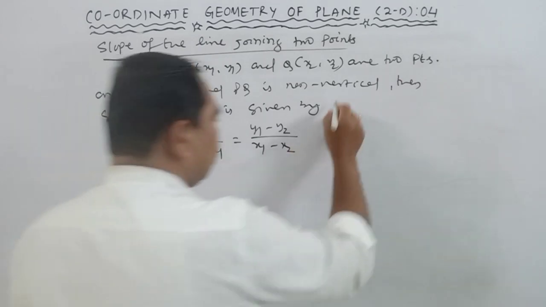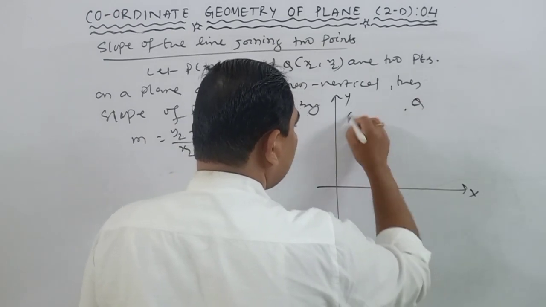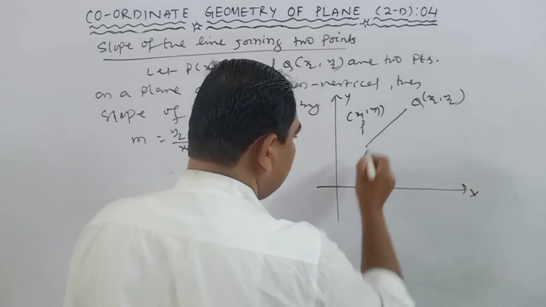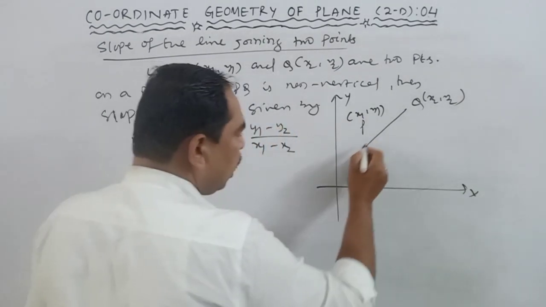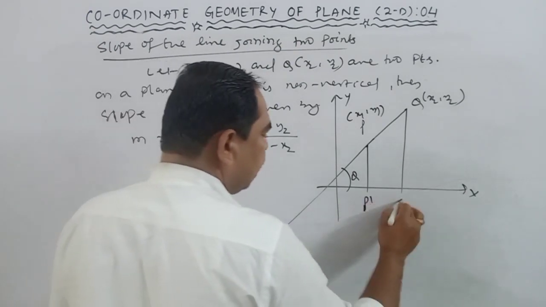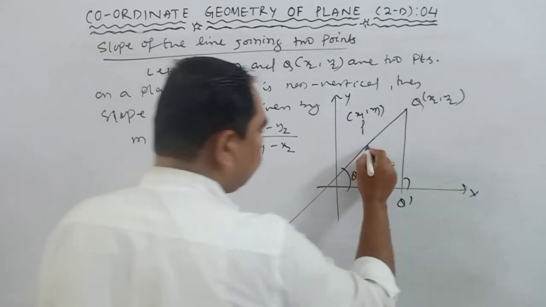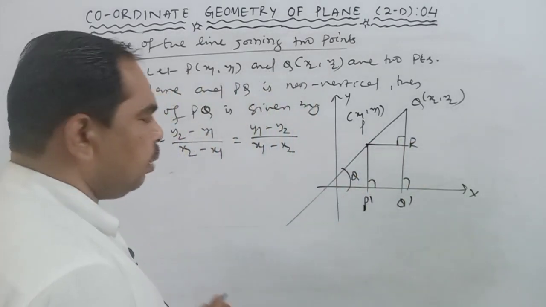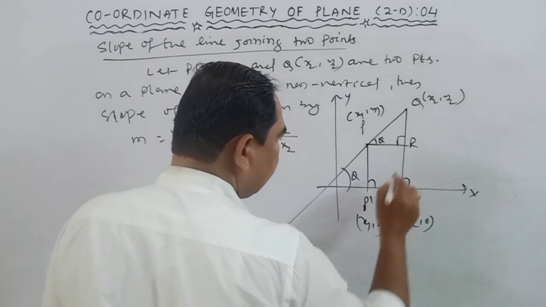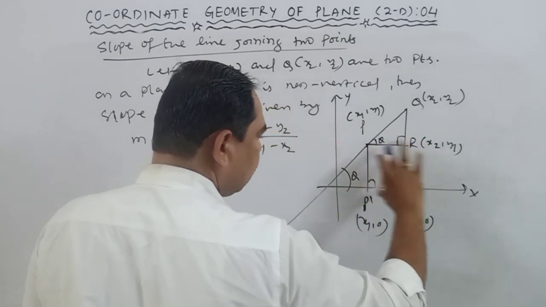This is the x axis, this one the y axis, this is a point P, this is a point Q, having coordinates x1, y1 and x2, y2. Join PQ. Suppose the line PQ makes theta degree with the positive x axis. These are P dash and Q dash. So PP dash is perpendicular to the x axis, QQ dash is perpendicular to the x axis. Also PR is perpendicular to QQ dash. So this angle is theta, this angle also theta. This is x1, 0, this is x2, 0, and this is x2, y1.